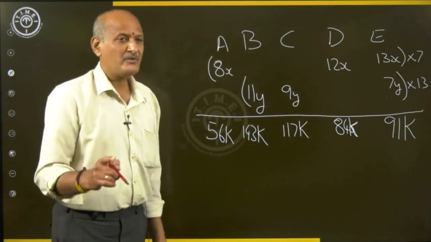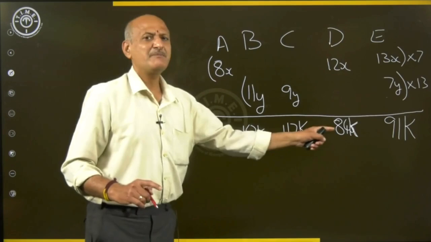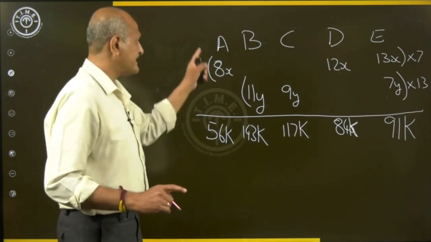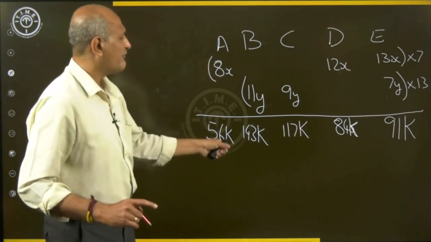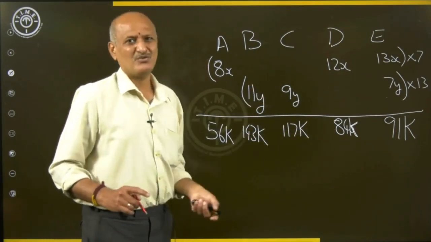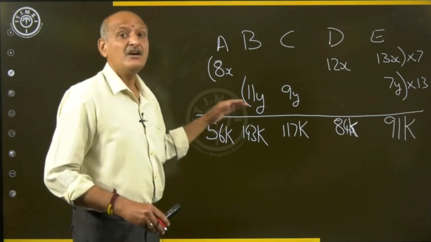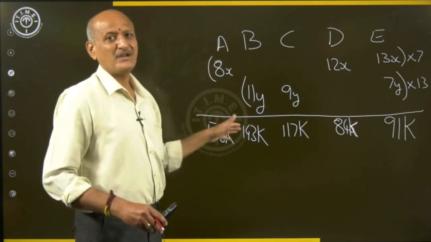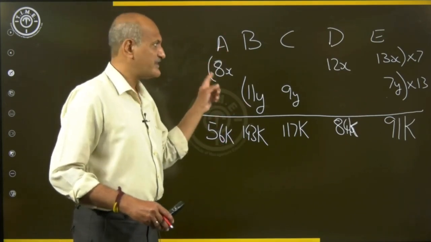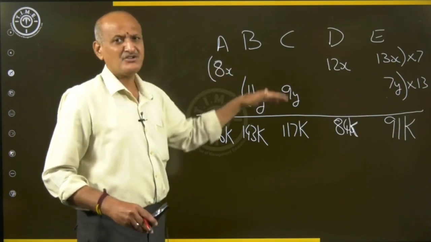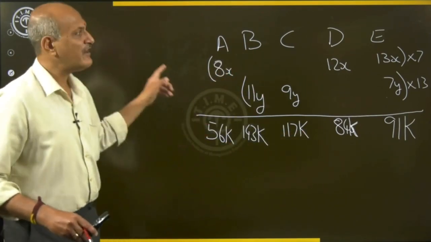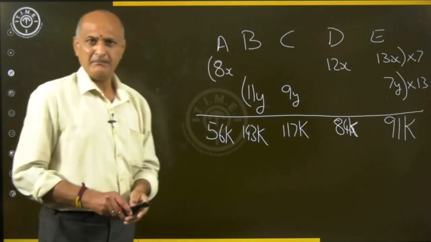So what do we now know here? We know the scores of all these people are something like this: 56k for A, 143k for B, and so on. This is said to be finding the compound ratio from the given two ratios here. We are combining these two and finding the compound ratio, comparing the scores of all the 5 people.